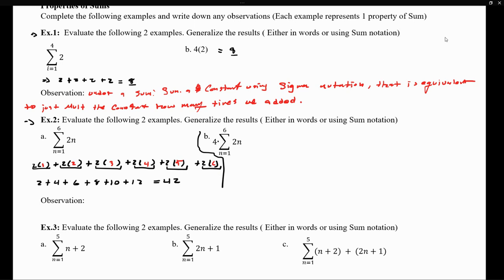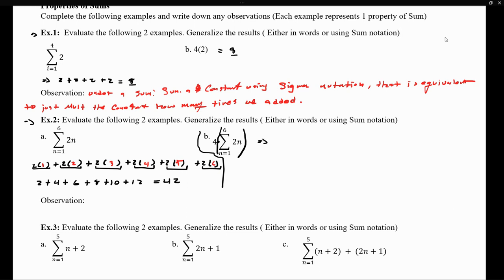So what happens if we have a coefficient in front of the sum? Well, if we have a coefficient in front of the sum, we can think of this coefficient just multiplying the result that we got from the whole summation. You can think about it this way. When we have a coefficient in front of the sum, we can evaluate the sum, and then whatever result that is, we can just multiply it by 4.